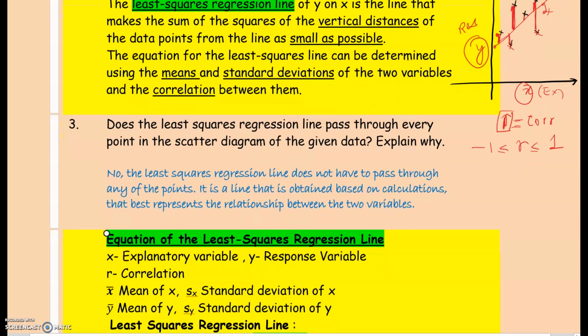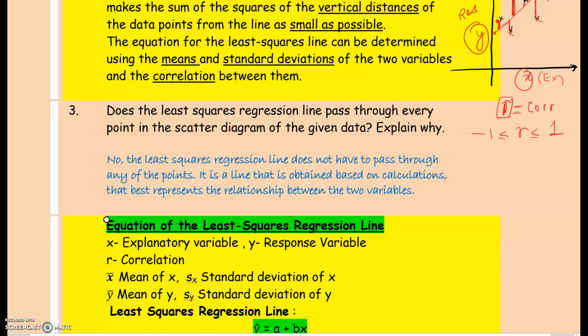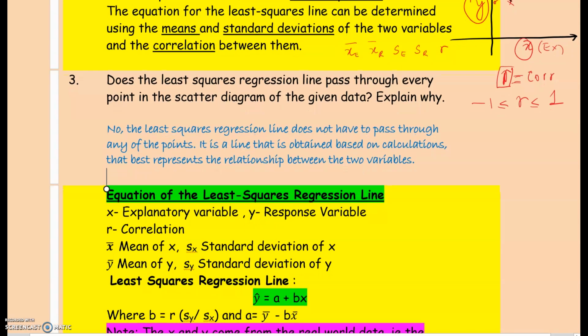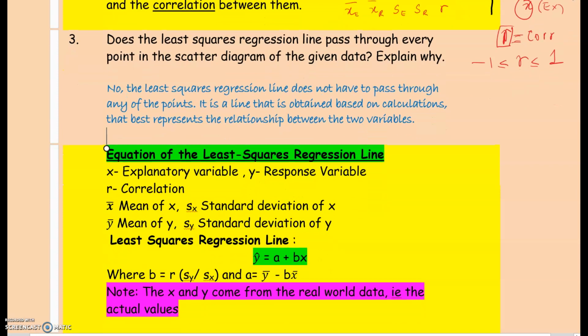Now, the regression line can be calculated using the means and standard deviations. So mean would be x bar for the explanatory variable, y bar for the response variable, standard deviation for the explanatory variable, standard deviation for the response variable, and correlation. These are the numbers that go into the calculation of the regression line. Now in this class, we are not going to calculate the regression line from scratch. We're going to either use the calculator or use Crunchit to calculate the equation of the line.